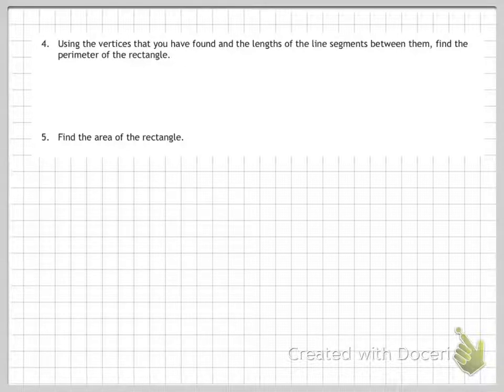All right, let's go to number 4. We're going to use the vertices that you've found and the lengths of the line segments between them and find the perimeter of the rectangle. So pause right here, go ahead and do that, and then also number 5, find the area.